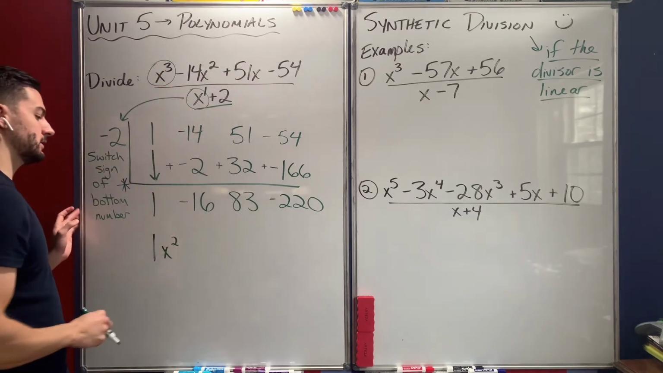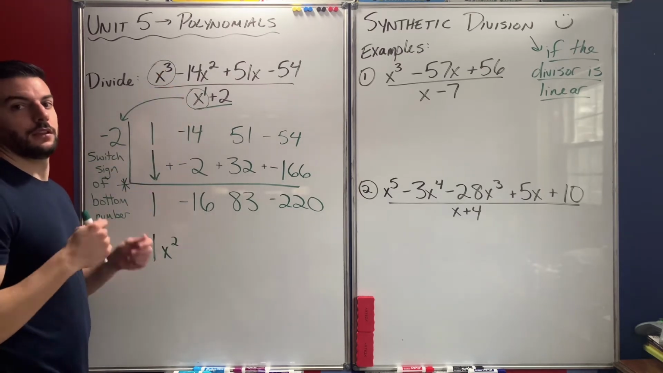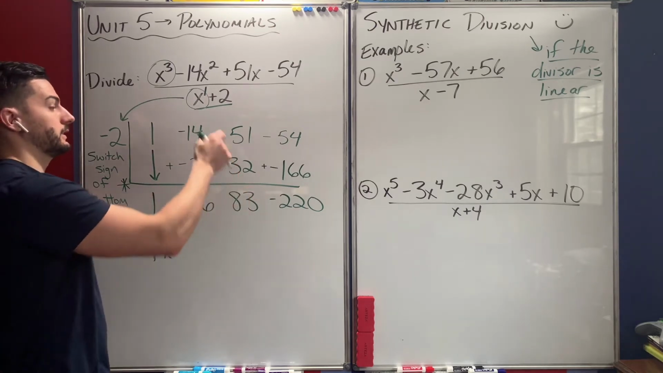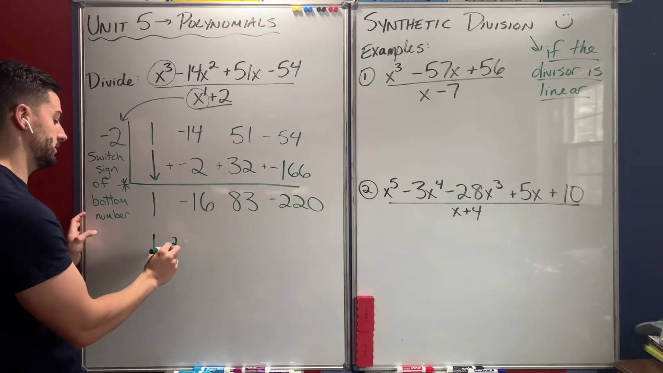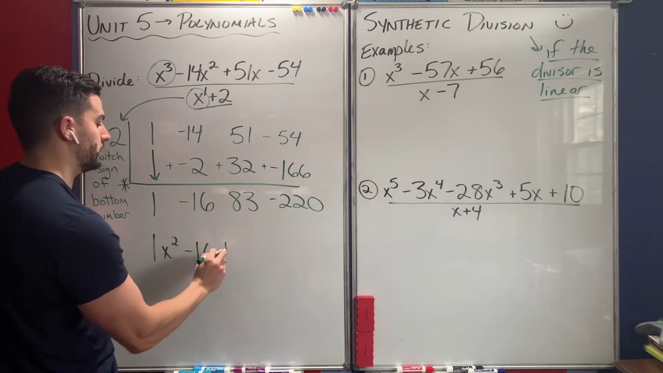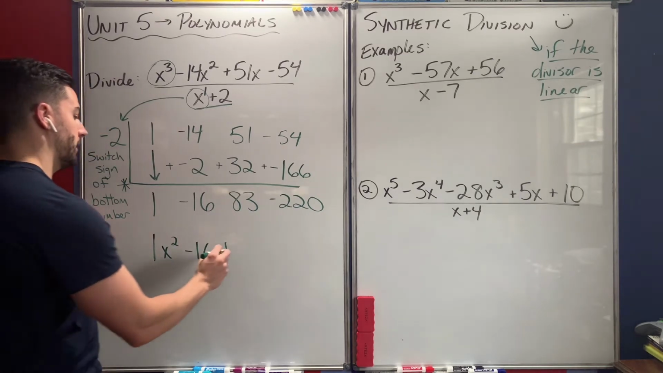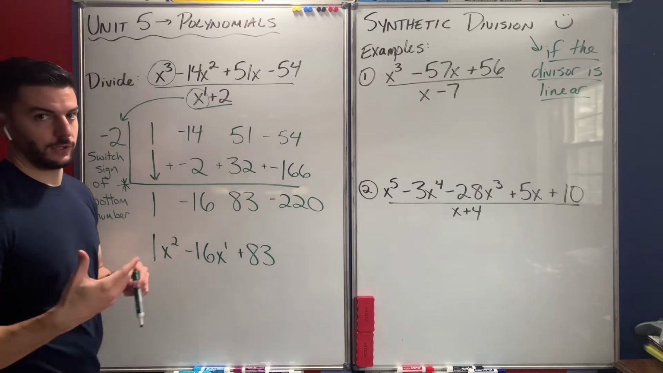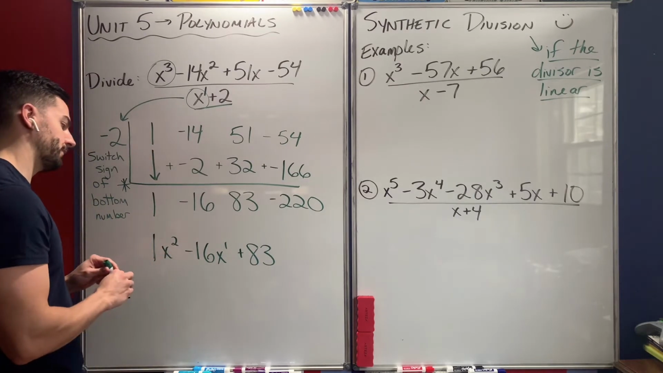So that determines the first variable there. And then I just go down the line. So x squared is going to be minus 16x to the first, or just plain old x. And then this will be plus 83 as a constant, or without any x's.